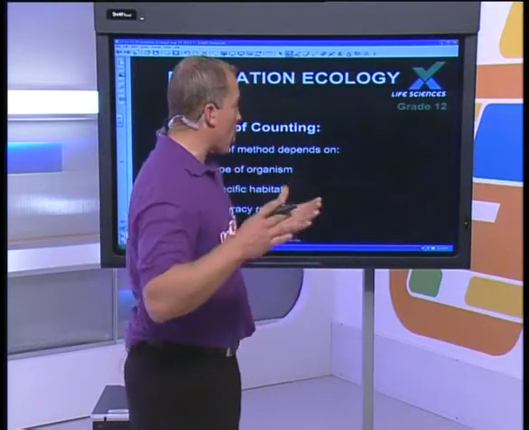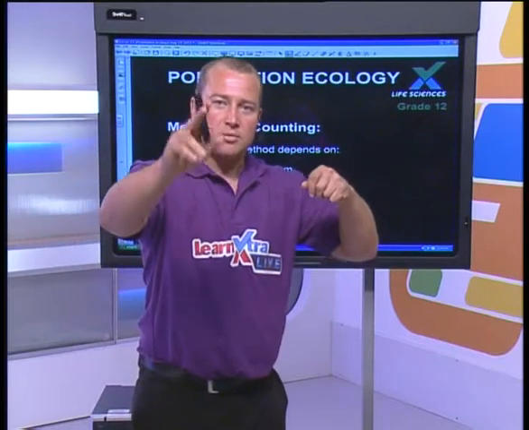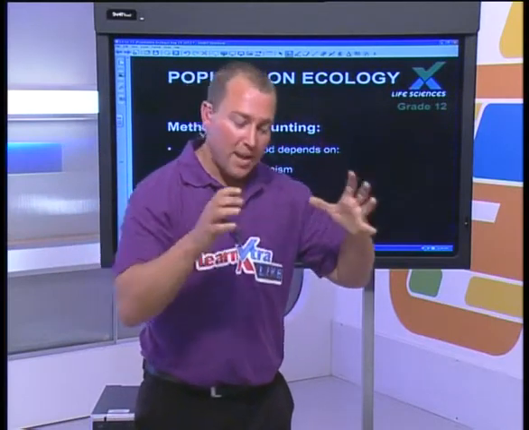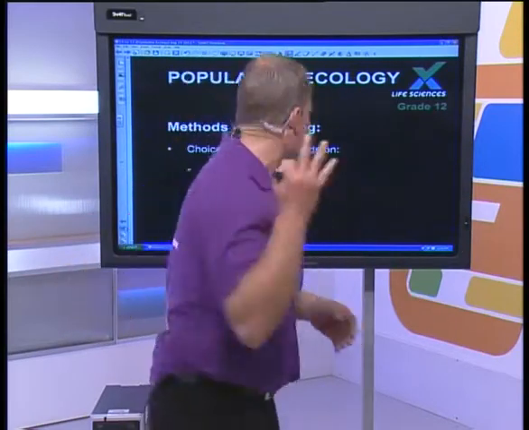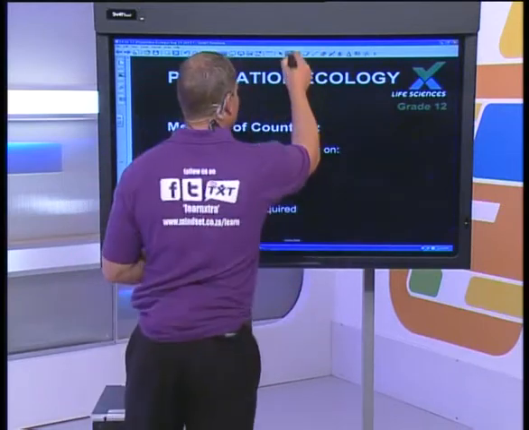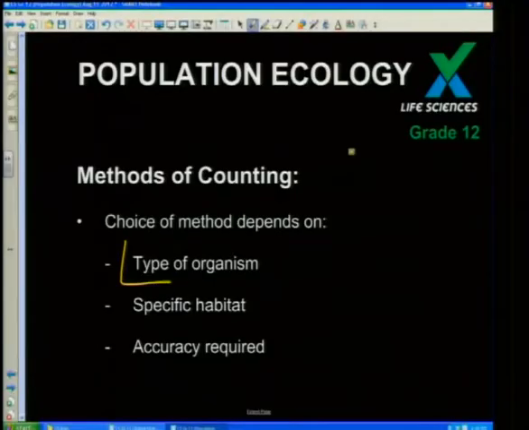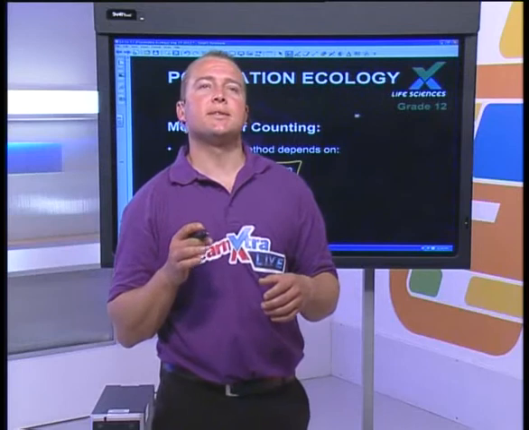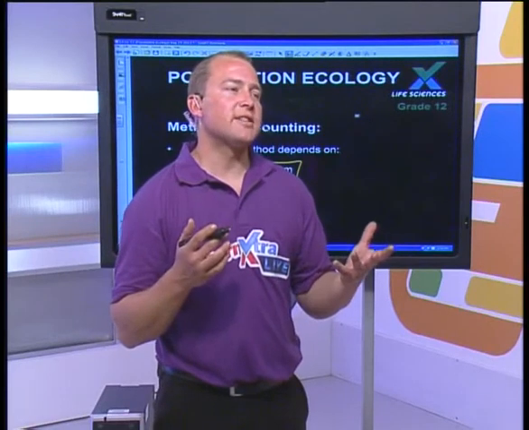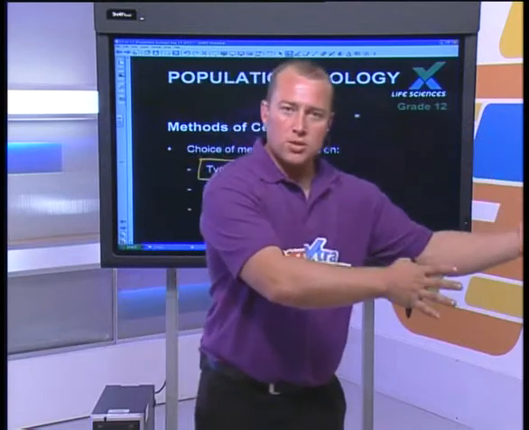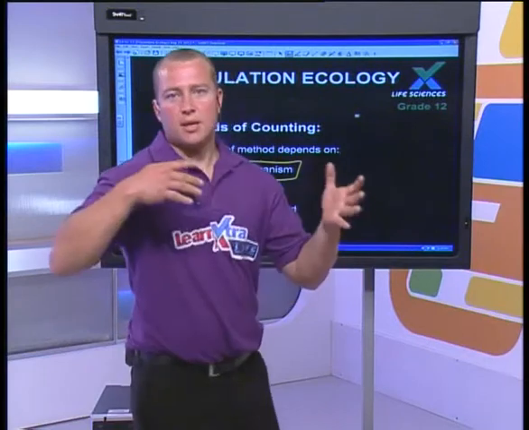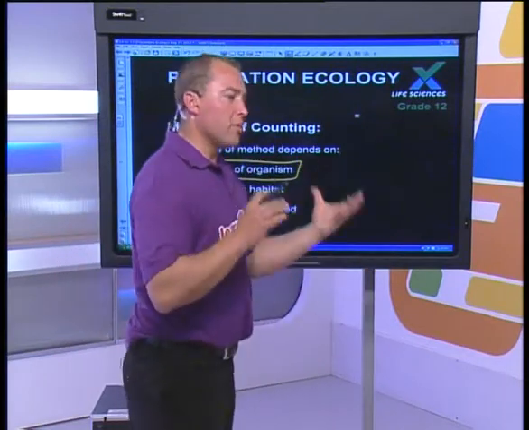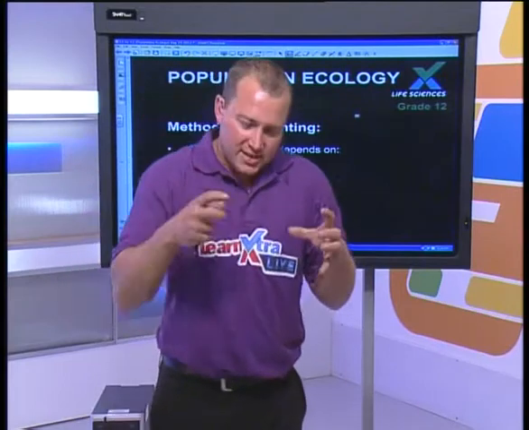So this is where we are going to, well, before I start that, to be able to find out which one, qualitative or quantitative, you need to ask yourself three little things. The first one would be the type of organism. Is it plants? Is it animals? Is it predators? Is it herbivores? Is it omnivores? Do you get what I'm trying to say? We're looking at the type of animals.